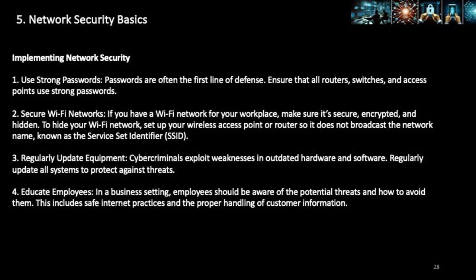Implementing network security. 1. Use strong passwords. Passwords are often the first line of defense. Ensure that all routers, switches, and access points use strong passwords. 2. Secure Wi-Fi networks. If you have a Wi-Fi network for your workplace, make sure it's secure, encrypted, and hidden. To hide your Wi-Fi network, set up your wireless access point or router so it does not broadcast the network name, known as the Service Set Identifier, SSID.